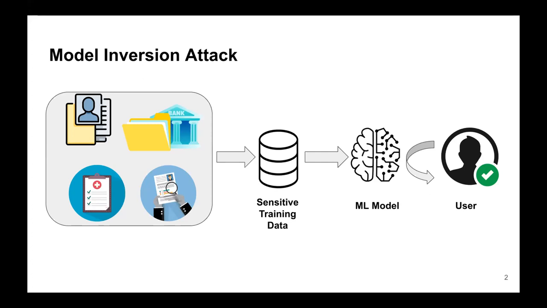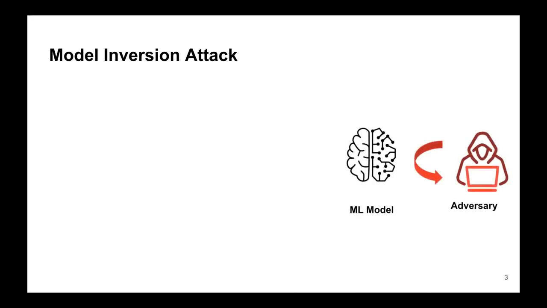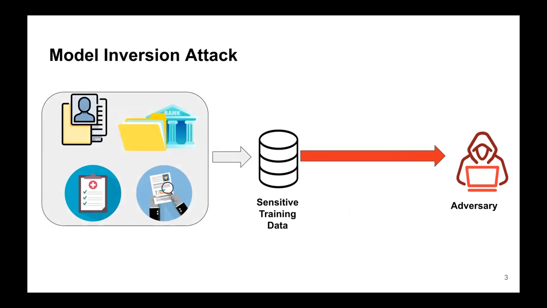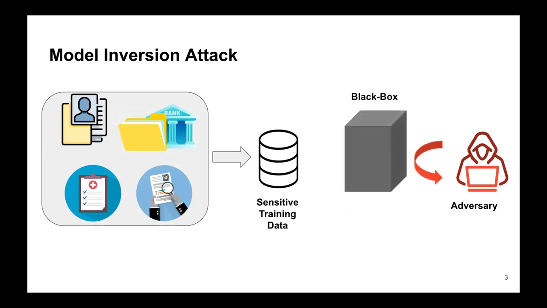For example, one of them is the model inversion attack, where the adversary with query access to the target model makes queries, and the goal of the adversary is to infer the sensitive training data or reconstruct the sensitive data sample in the training instances. The access to the model might be white box or black box. In the black box, the adversary doesn't have detailed information regarding the model architecture or the parameters. In our paper, we focus on the black box model inversion attack.